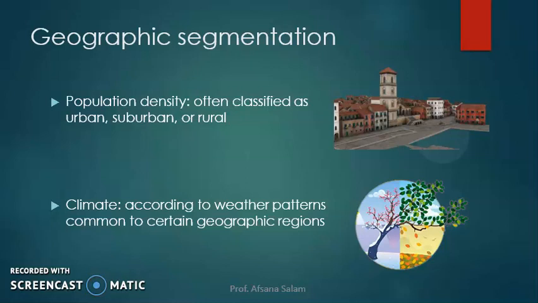Even the climatic changes matter, our needs change depending on the climate. You can find it in the supermarket or in Max and all. If you go, you will find more warm clothes in the winter season, and now if you go shopping in the summer days, you'll find more of your cotton dresses in the shop. So it depends on the climatic changes also. So all these are covered under geographic segmentation.